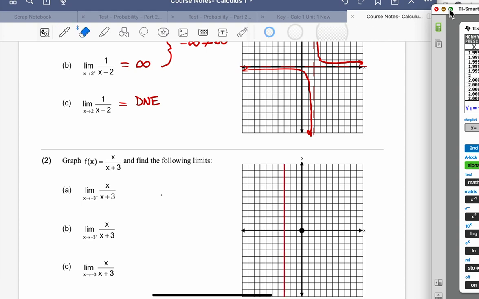I'm going to, again, dash it up. Oops, over-dashed it. My horizontal asymptote, because the powers are the same, is going to be the line y equals 1. Again, for a horizontal asymptote, if the powers are the same, we find the ratio of the leading coefficients. So y equals 1. Again, dash it up.